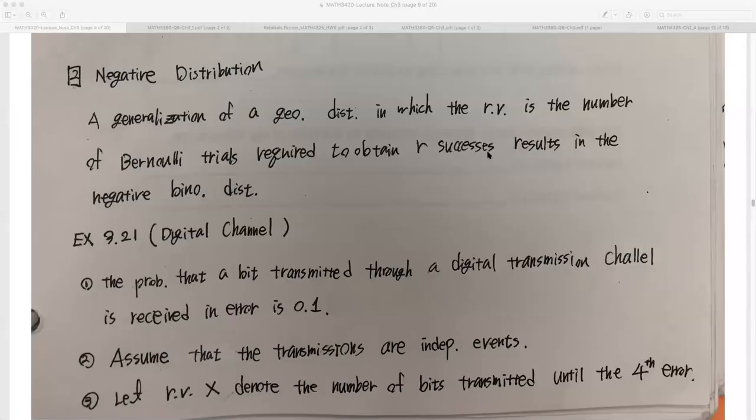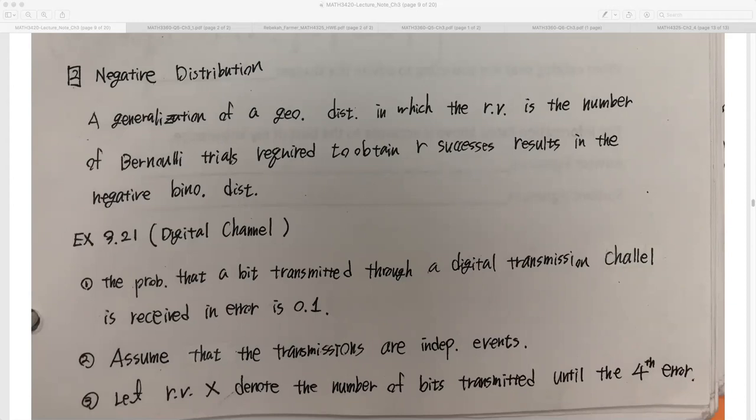Here, see the R successes. So in example 3.1, R should be 4, right? And the problem says, for example, the probability that X equals 10 means we need 10 trials to get the successes. Okay, so that's the question: find P of X equals 10. So the probability X equals 10 and R is 4.